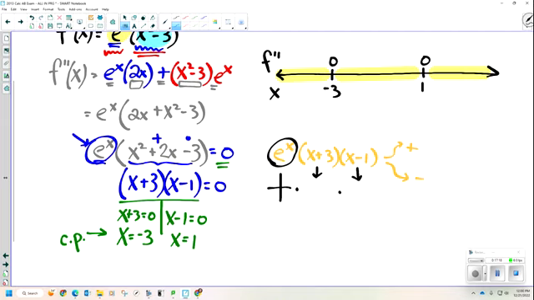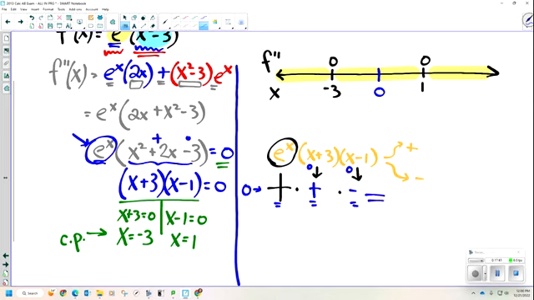So let's start picking numbers. Let's pick 0. I always like using 0. If I throw a 0 in for x, 0 plus 3 is a +3. 0 minus 1 is a -1. If I multiply a positive times a positive times a negative, my result will be negative. So everything above the 0 will be a negative second derivative. That's concave down. That's what we want. It's a sad face.